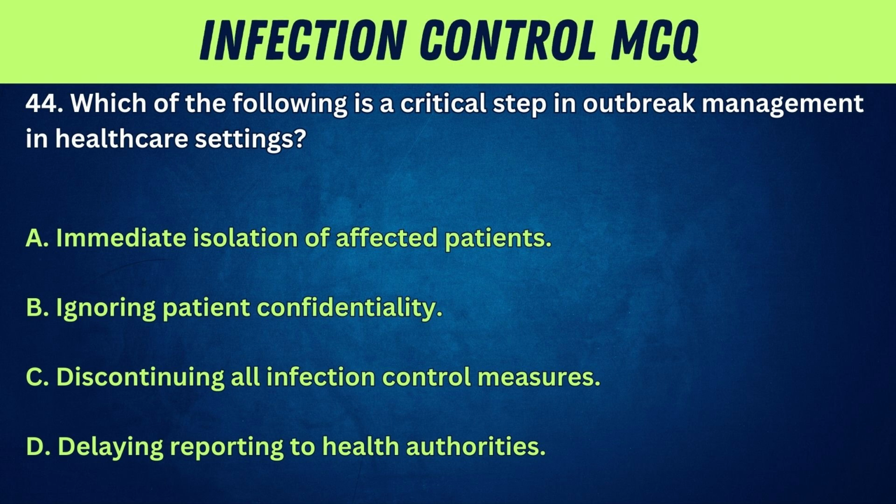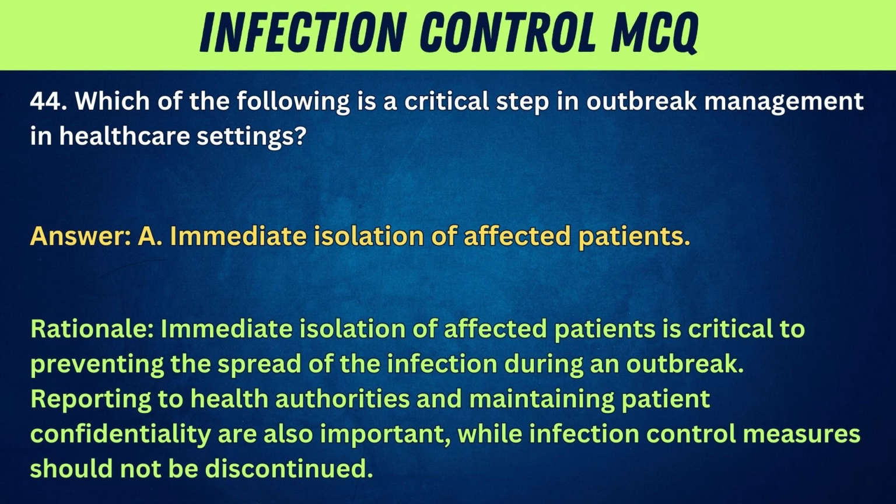A. Immediate isolation of affected patients. B. Ignoring patient confidentiality. C. Discontinuing all infection control measures. D. Delaying reporting to health authorities. Answer: A. Immediate isolation of affected patients. Rationale: immediate isolation of affected patients is critical to preventing the spread of the infection during an outbreak. Reporting to health authorities and maintaining patient confidentiality are also important, while infection control measures should not be discontinued.